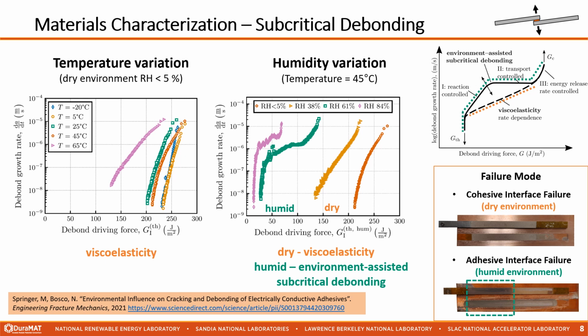Next, we will take a look at different moisture contents inside the ECA. We can see that the shape of the curve is different between measurements in a relatively dry environment and measurements in a humid environment. At high moisture levels, the subcritical crack growth mechanism is changing from a slow viscoelastic creep crack growth mechanism towards an environmentally assisted subcritical debonding mechanism, which is evident by the almost horizontal part of the curves that represents the transport control region.